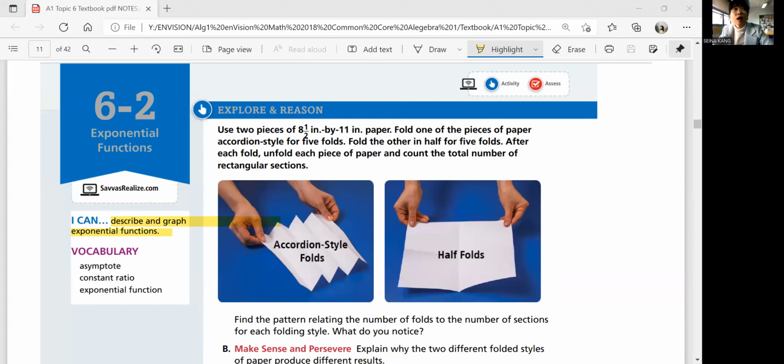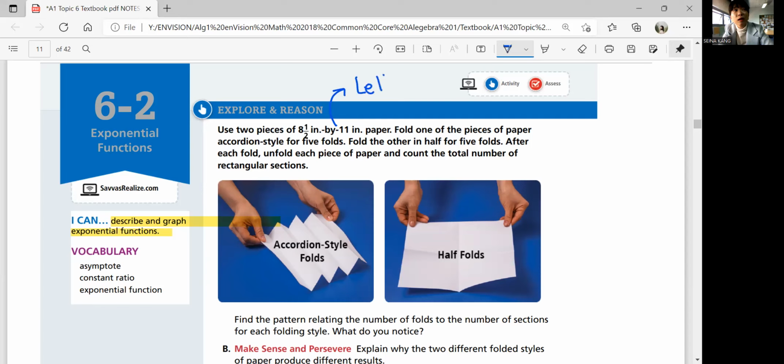All right, let's start with exploring reason. Use two pieces of 8.5 inches by 11 inches paper. Do you know what that paper is called? It's not an A4, it's not a B4 paper. You probably know this as a letter size paper.